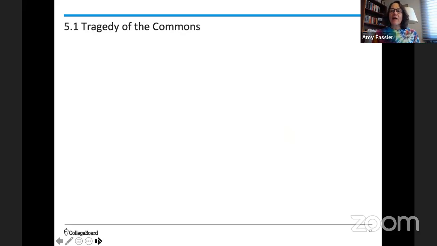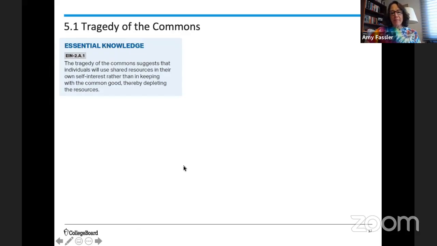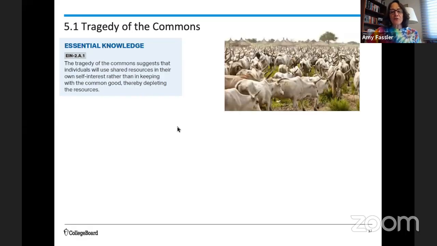sustainability. And that leads us directly into a review of this concept of tragedy of the commons. You may remember talking about this. You may have done a little fishing activity on it. It's this idea that was first proposed by Garrett Hardin that individuals will often use shared resources with their own self-interest in mind, not keeping in mind the common good. Hardin's original work focused on overgrazing of animals on a commons.